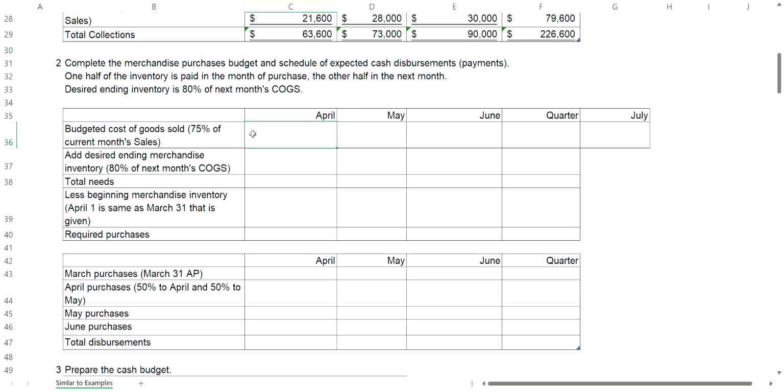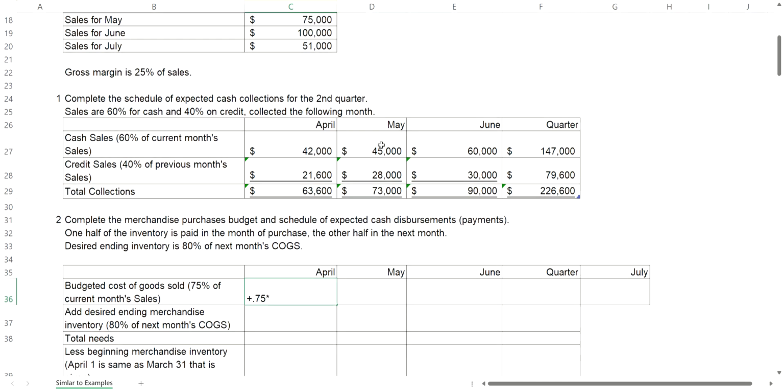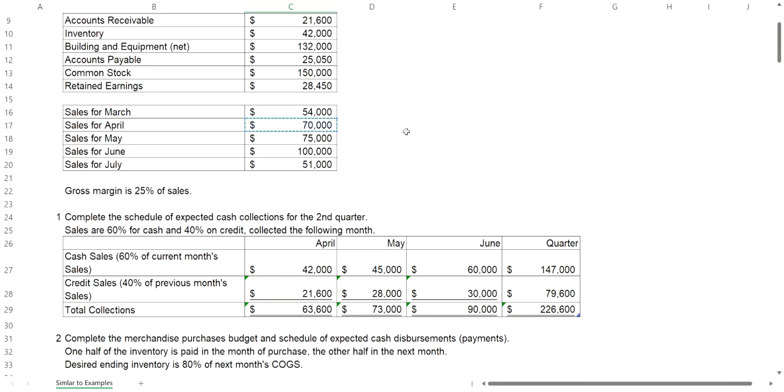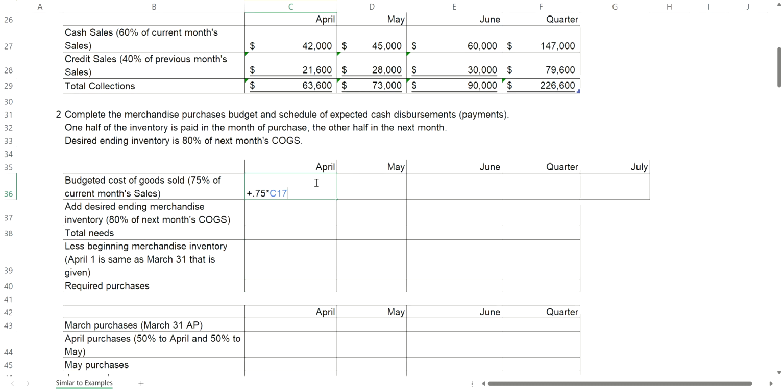Okay, so again, since gross profit was given at 25%, that means my cost of goods sold is 75% of sales. Okay, so for April, I will take 75% of April's sales, which is 75% of 70,000. And that will give me 52,500.